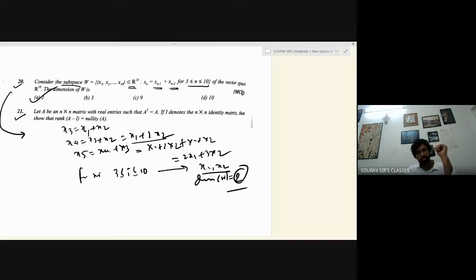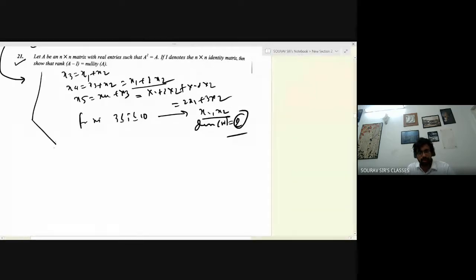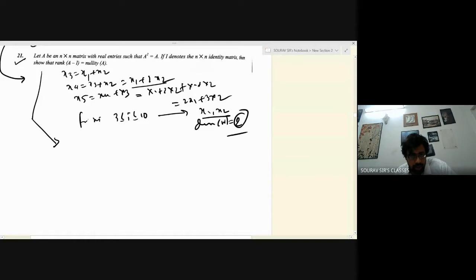Next one. A is an n cross n matrix with real entries, A square equals A. If I denotes the n cross n identity matrix, then show that the rank of A minus I is the nullity of A. This is a proof, but anyway, I will do it. This kind of proof becomes handy to improve your understanding. So A is an n cross n matrix with real entries and A square equals A, so A is an idempotent matrix.